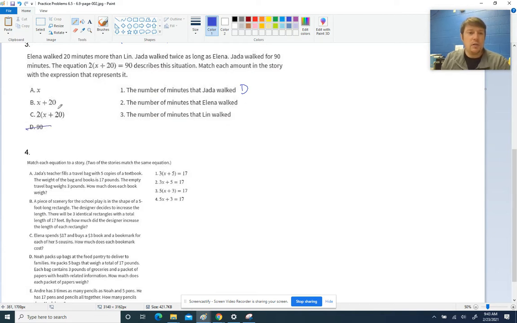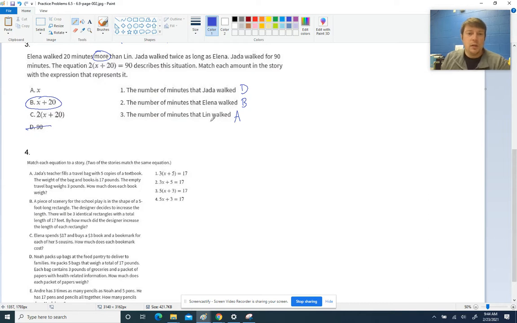X plus 20 would be Elena walked 20 minutes more than Lynn. So this one right here, 20 minutes more than Lynn, so I'm thinking Lynn is X, because Elena is X plus 20. So this would represent Elena because of the more, which tells me that X is Lynn, right? So A. So what does 2 times the quantity X plus 20 represent?